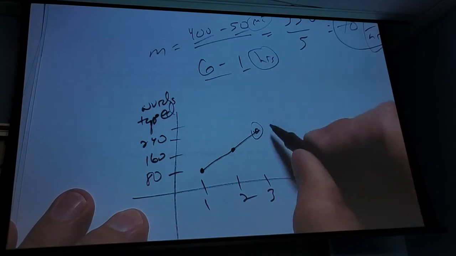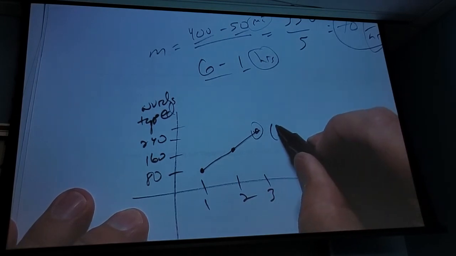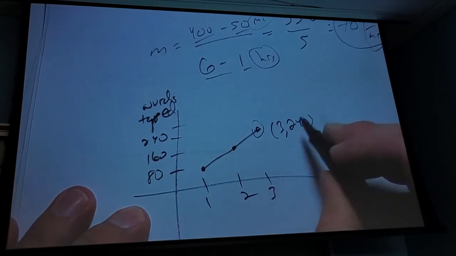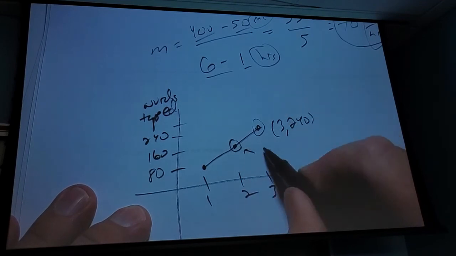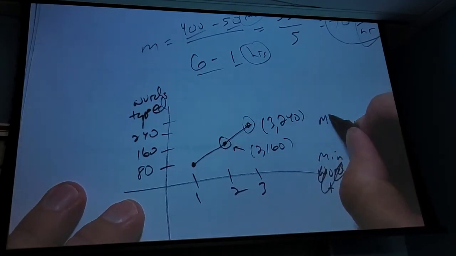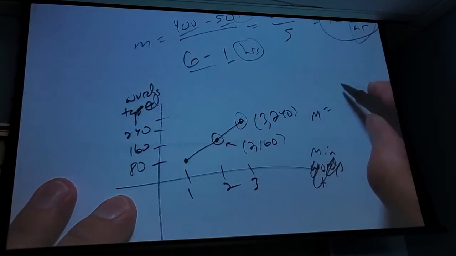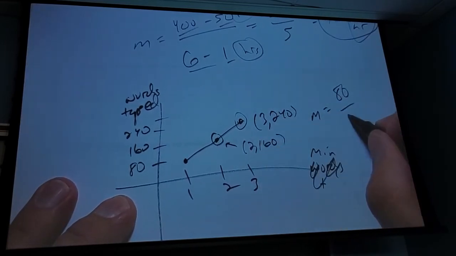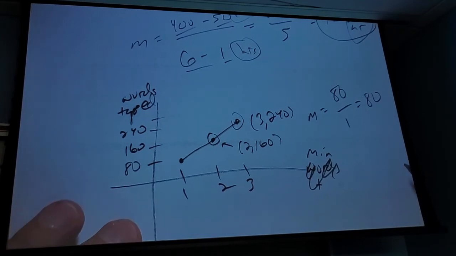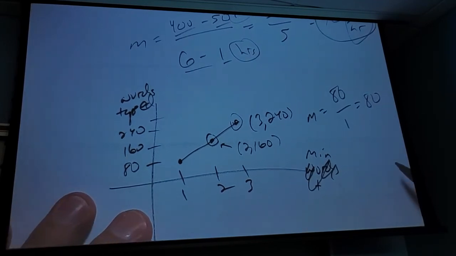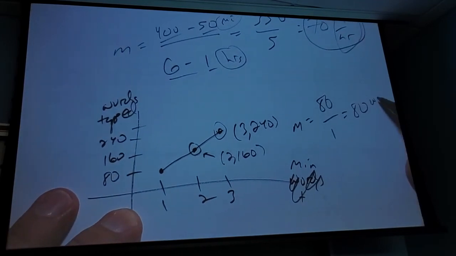What point is this? 2, 160. And this is 3, 240. So the slope would be 240 minus 160 over 3 minus 2. So it's 80 words per minute.